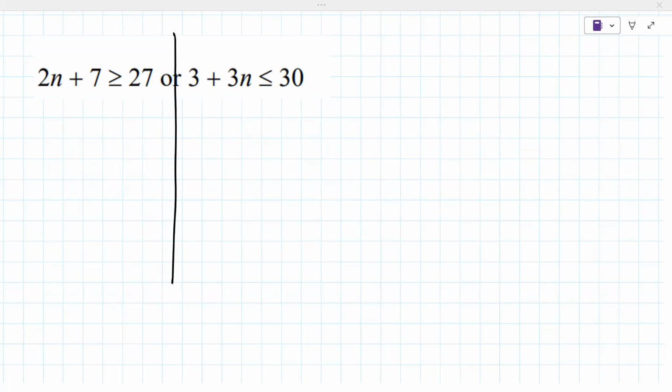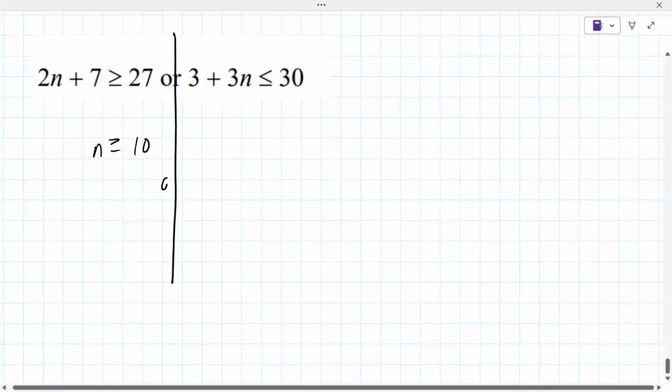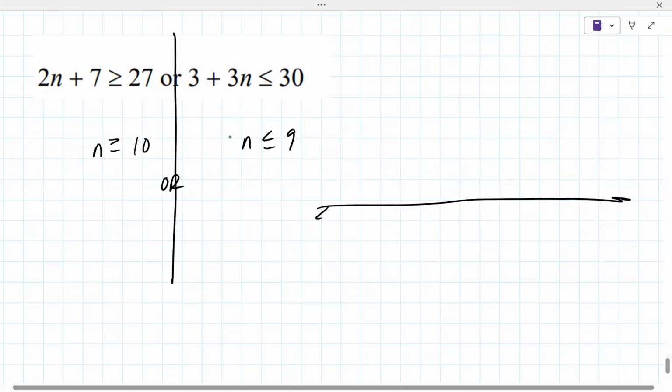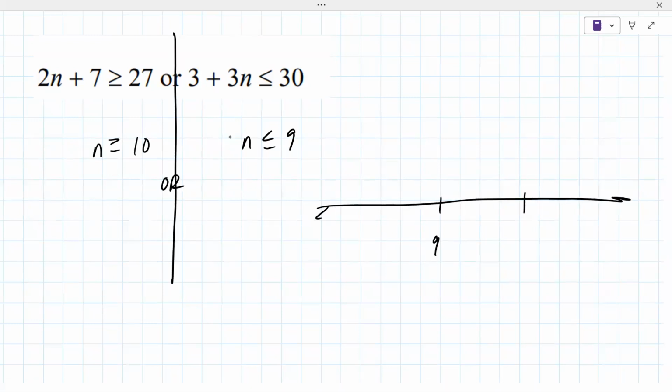So I got n is greater than or equal to 10, or n is less than or equal to 9. Very good. Okay. So on a number line, and sometimes they're not going to map in the right place, but okay, that's 9, that's 10, less than 9, greater than 10.